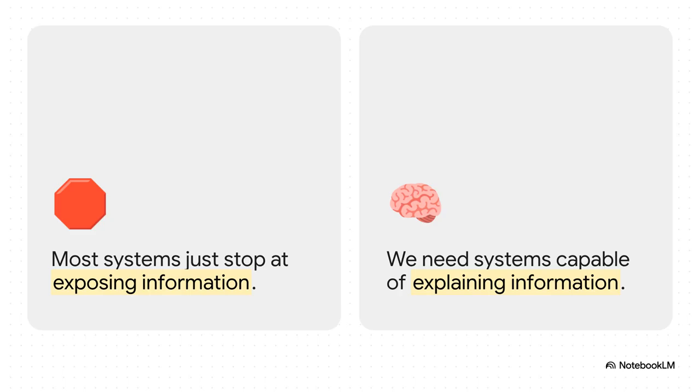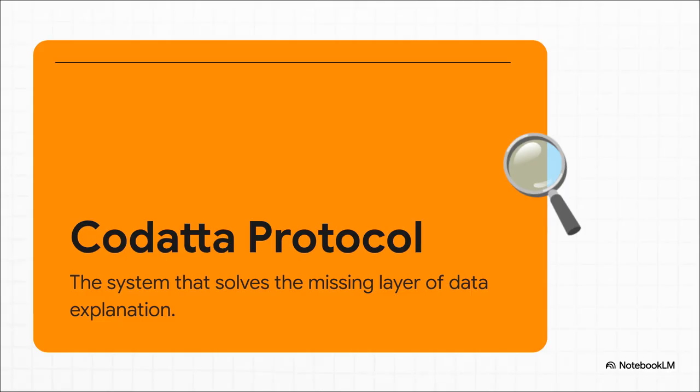What we actually need, what users, developers, and analysts are desperately begging for, are systems that can actually explain that information. It just isn't enough to prove that a transaction happened anymore. We need a translation layer that makes sense of that event in actual human terms. And that right there is exactly what the Codatta protocol was built to fix. It acts as the missing layer of data explanation.